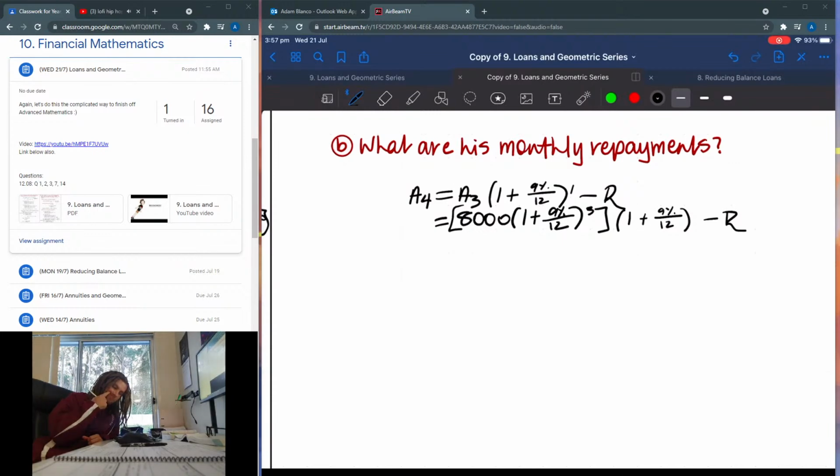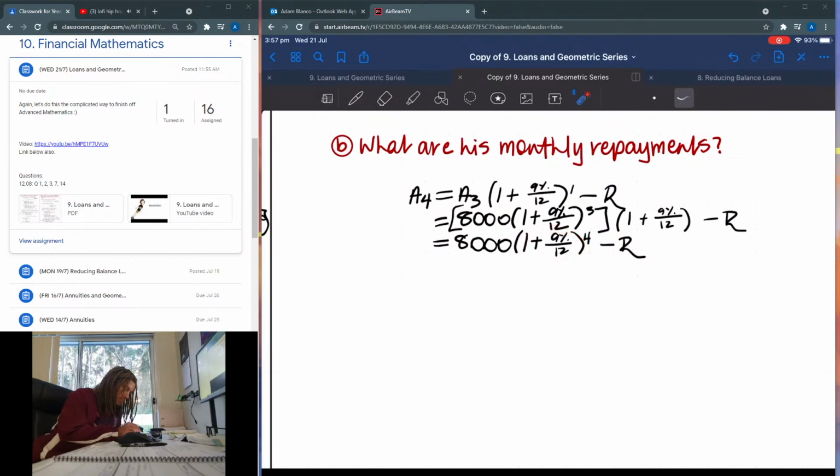Was that everything? Okay, let's simplify that. Cool. Is that right? That looks pretty right to me. My notes look weird because I wrote that as an actual number. Alright, A5. Let's keep going. That's going to be the last thing. Then it compounds. Then I repay.